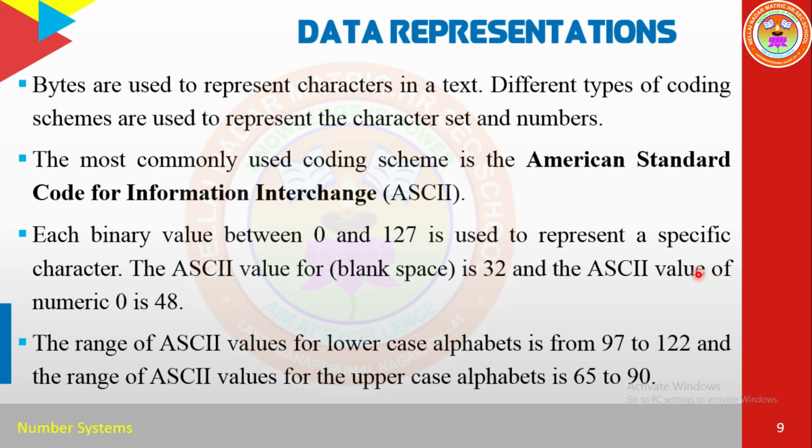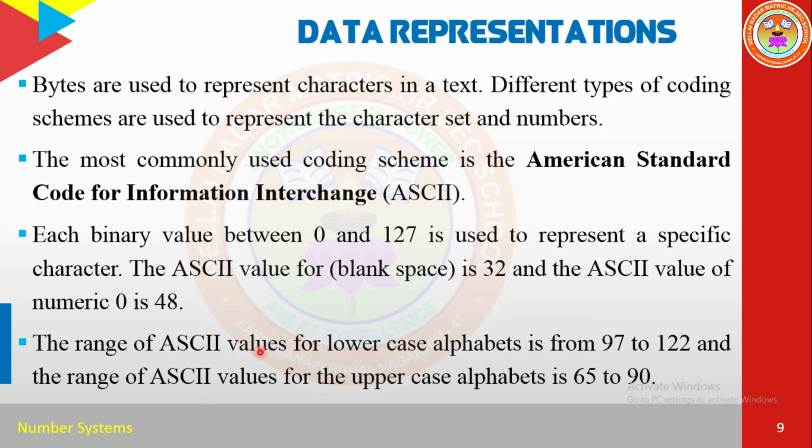We know that is 0. If you press the 0 key on the keyboard, humans know the value as 0. But the machine considers it as 48. So the ASCII code of 0 is 48. Likewise, each binary value between 0 and 127 is used to represent a specific character. 0 to 127, totally 128 values.